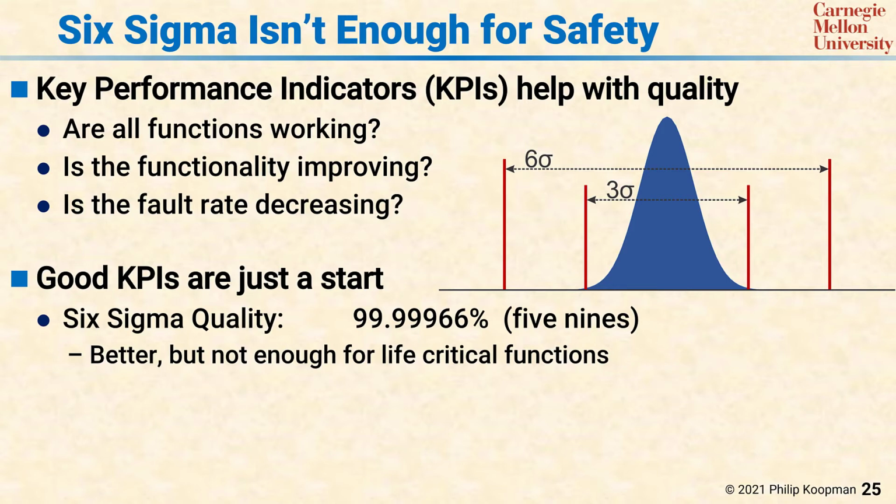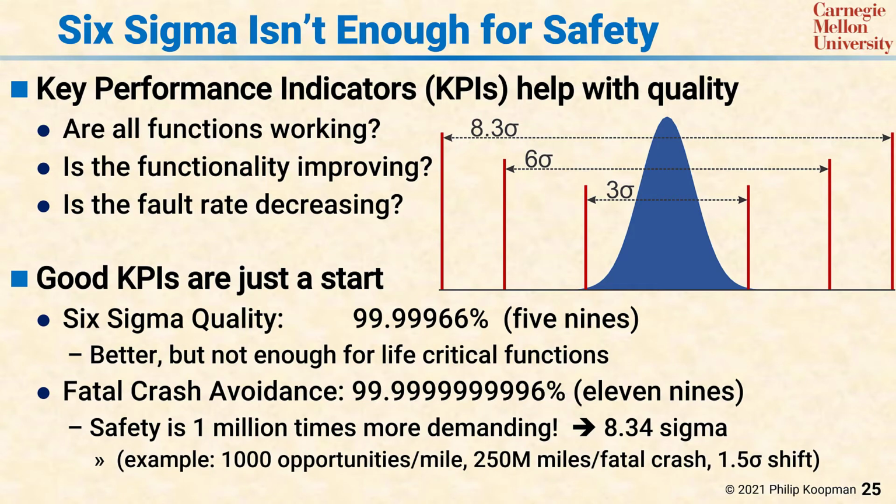Here's an example calculation. Let's say you're building a function that is activated about every 5 feet when you drive. So this is maybe obstacle detection or lane keeping or steering or something that has to trigger many times per mile. It is almost always right, but there's some probability it'll make a mistake. In this example, let's say we have 1,000 opportunities to get something right or wrong per mile, and there's 250 million miles per fatal crash because we want to be a bit better than an unimpaired driver.